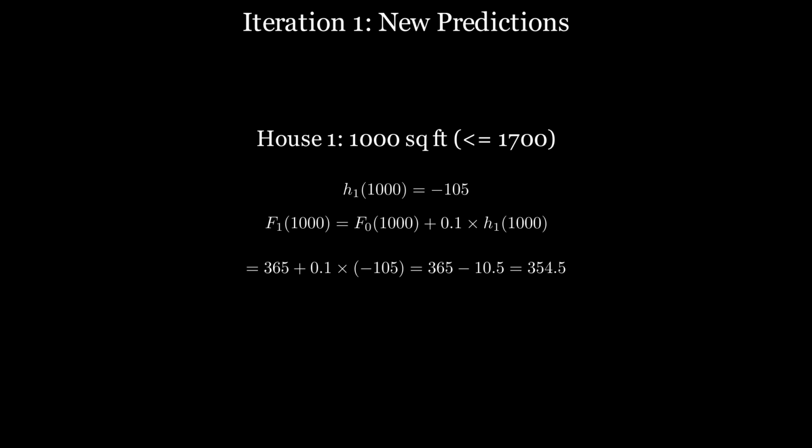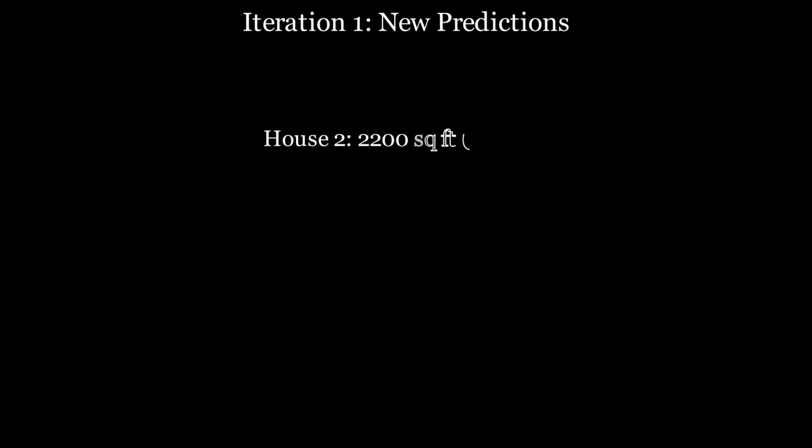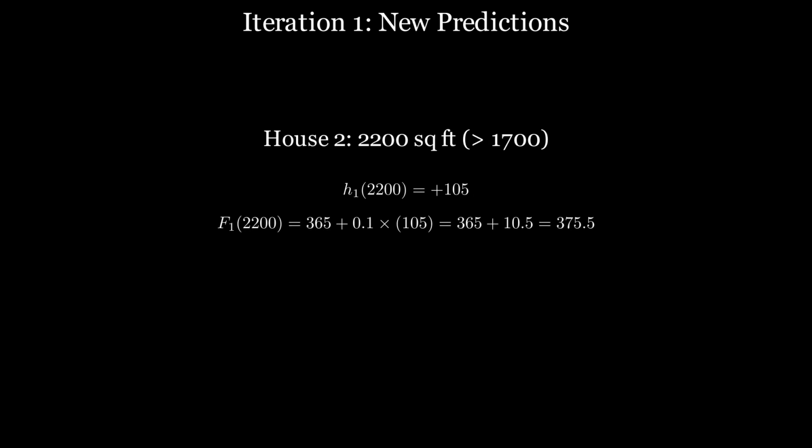It's an improvement. Now for a large house, 2,200 square feet. The tree H1 predicts a correction of +105 for this one. The new prediction F1 is 365 plus 0.1 times 105. This prediction moved up from 365 to 375.5, which is closer to the true price of 480. Again, an improvement.